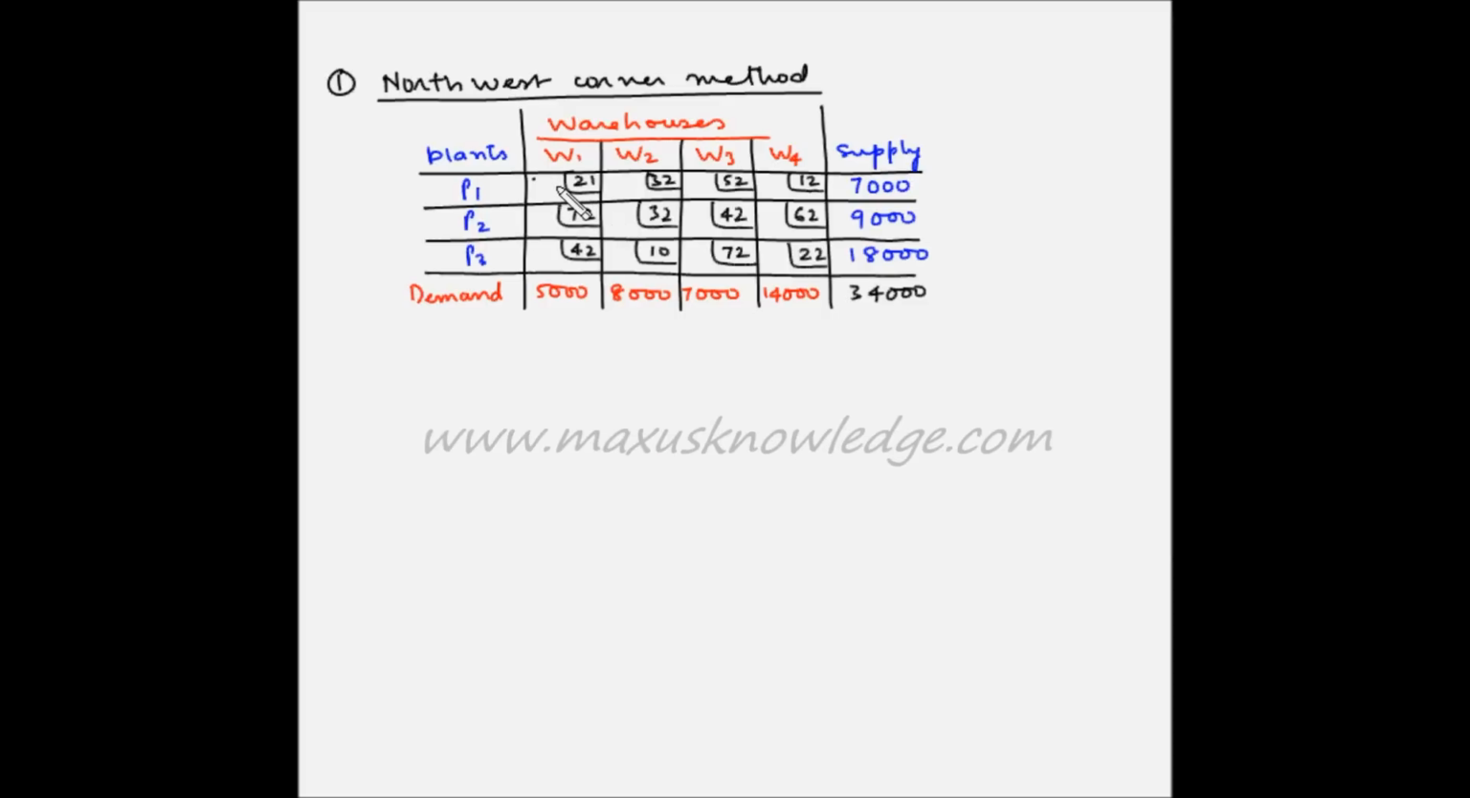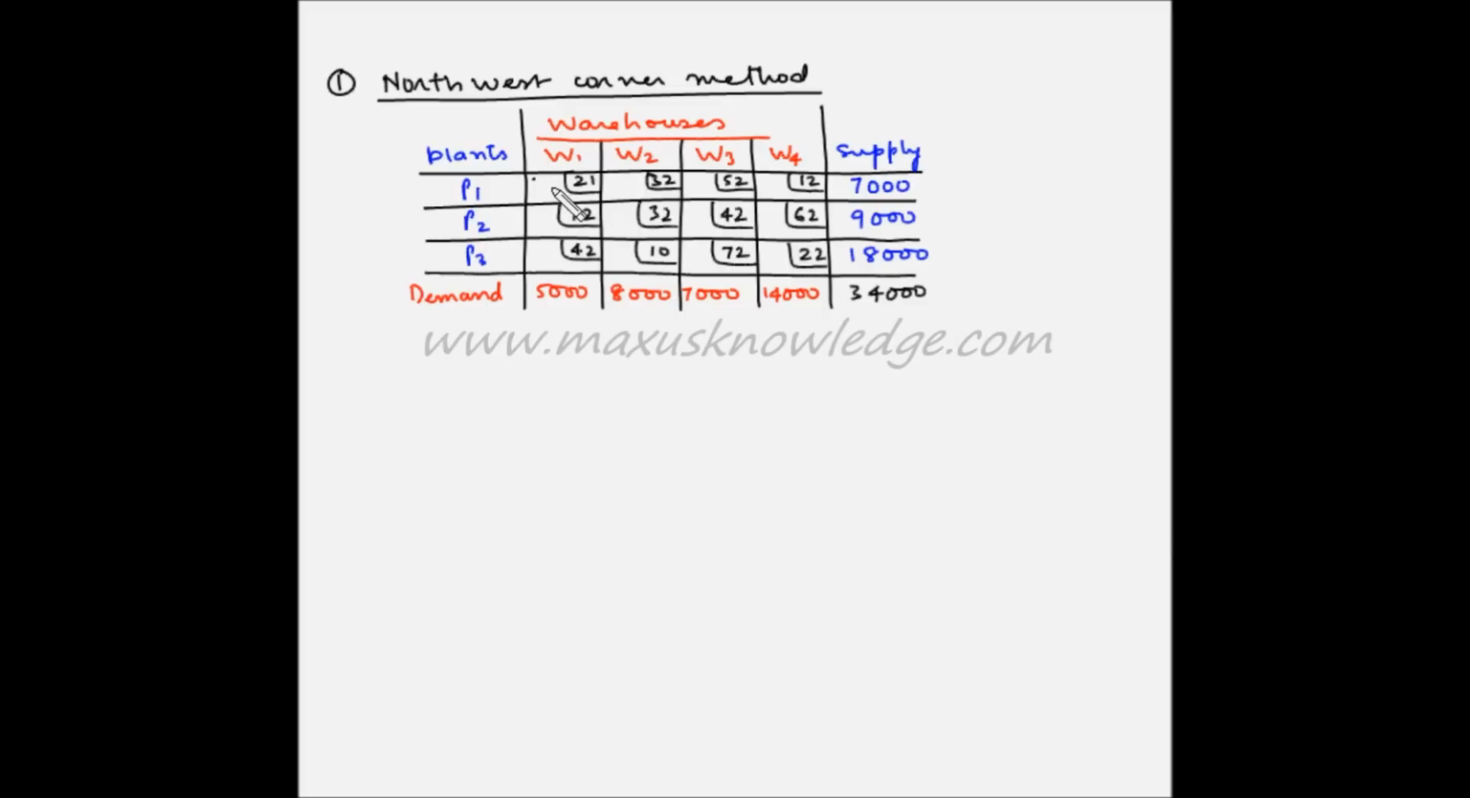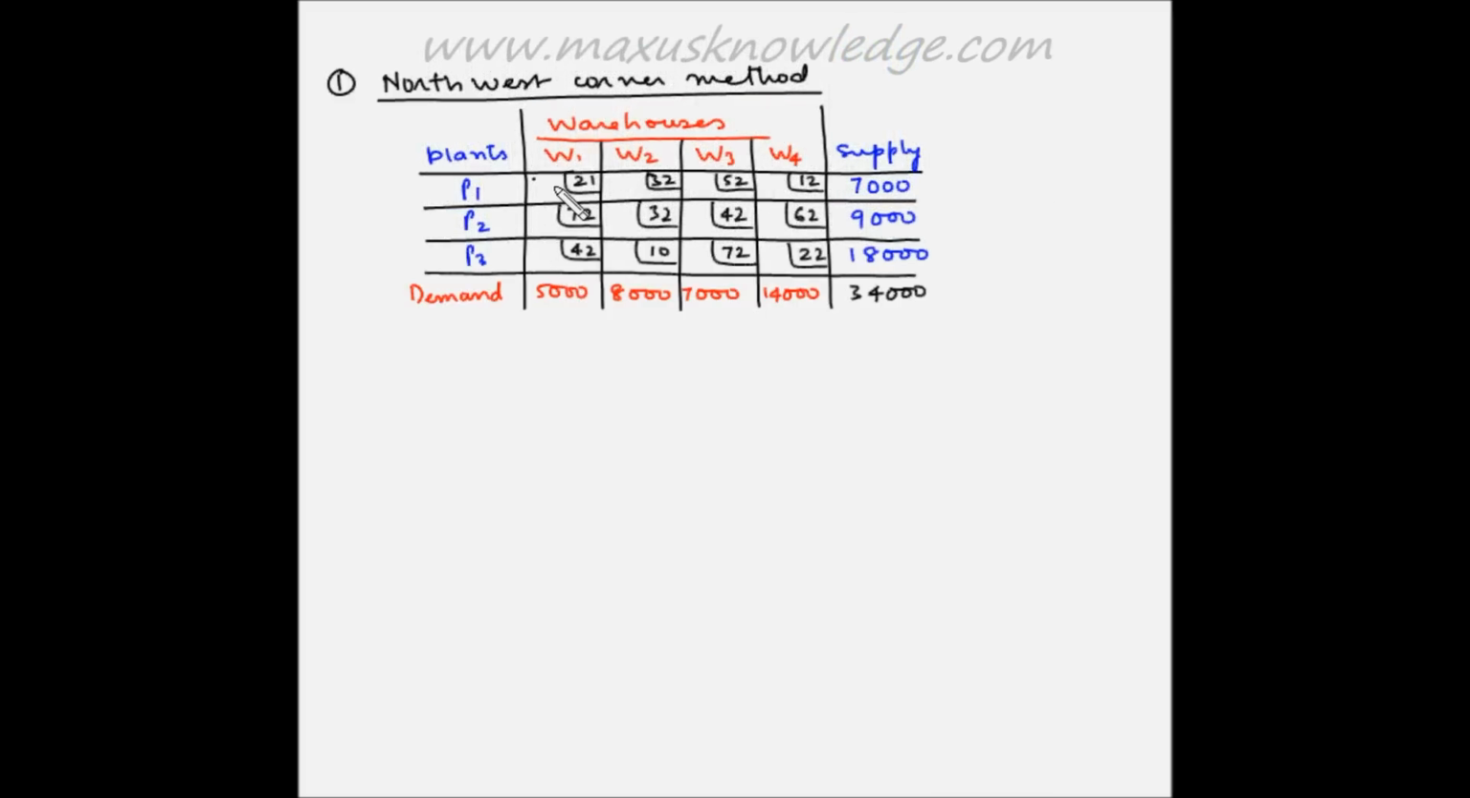So for this square, the next step is then to compare the figure of the supply and demand and allocate the units equal to supply or demand, whichever is lower. So P1 has a supply availability of 7,000 units, while W1 has a demand of 5,000 units. So the maximum we can allocate here to P1, W1 is 5,000 units.